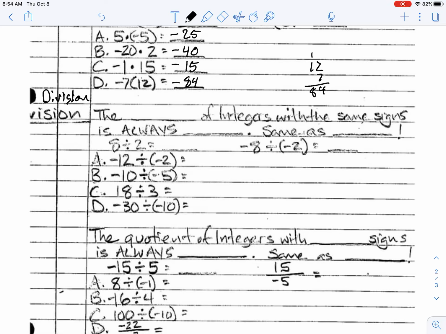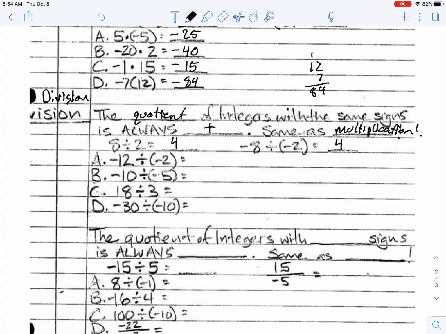So we call the answer to a division problem the quotient. So the quotient of integers with the same signs is always positive, just like we did with multiplication. Add in that exclamation point again. So same signs is positive. So 8 divided by 2 is 4. Negative 8 divided by negative 2 is 4. Same sign, answer is positive.